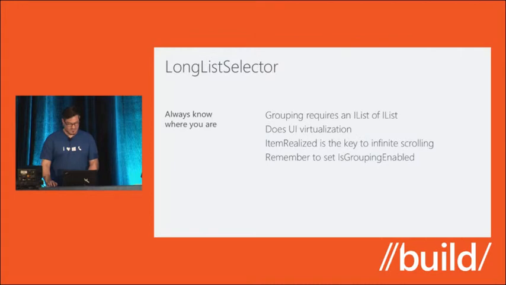So remember, IList, our long list selector requires an IList of IList if you're going to do grouping. It does UI virtualization. That's why I can handle lists of like 10,000 items so easily. The key for infinite scrolling is item realized. And remember to set is grouping enabled, because if you don't, it's just going to look like a big black hole, and you're going to get frustrated. And you won't have a fine group of people to help you out.